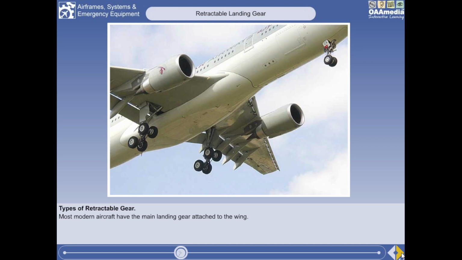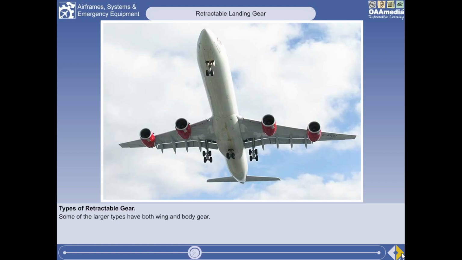Most modern aircraft will have the main landing gear attached to the wing, with some of the larger types having both wing and body gear. The body gear itself may actually still be steerable. This helps to reduce the turning circle and reduces the effect of wheel sideways movement or tire scrubbing, which affects multiple wheel landing gear systems.